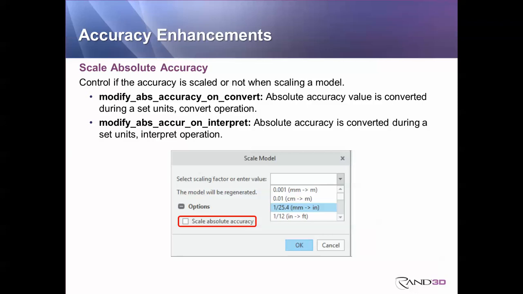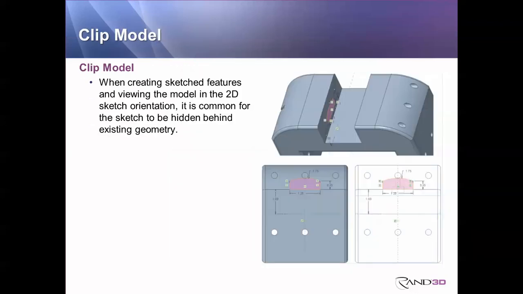If the scale absolute accuracy option is not turned on as the image shows here, the check is not shown in the box, you can establish the new configuration options, modify absolute accuracy on convert or modify absolute accuracy on interpret, so that you can specify when the model units themselves are going to be manipulated through the scaling process.